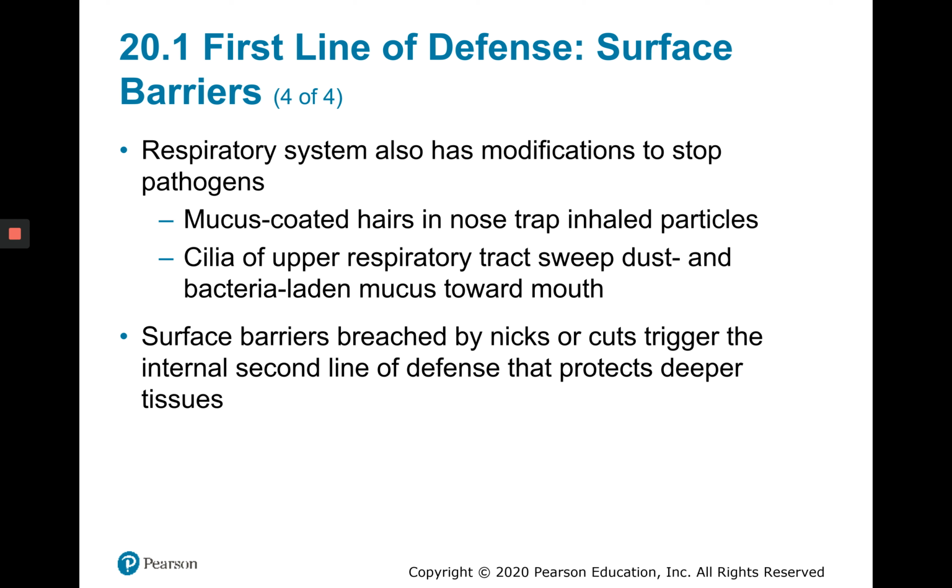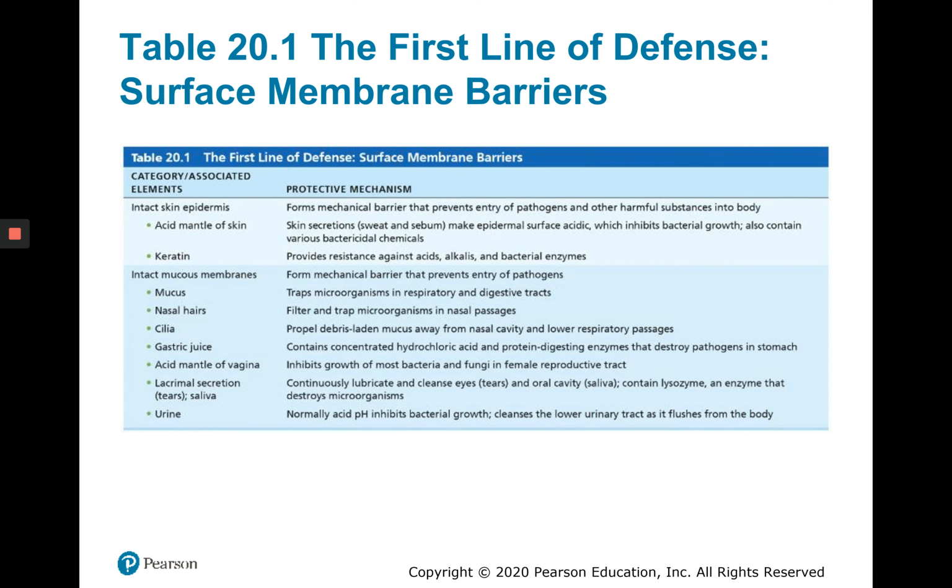And so we're going to see that these cilia in that upper respiratory tract are not only able to trap, but then sweep the dust and bacteria-laden mucus that coats these cilia toward the mouth so we can swallow it. And then when it gets to the stomach, the acid in the stomach hopefully takes care of it. Plenty of these surface barriers work every day, but if they're breached by nicks or cuts, that does trigger an internal or second line of defense, and that's going to be cells and chemicals that protect deeper tissue.